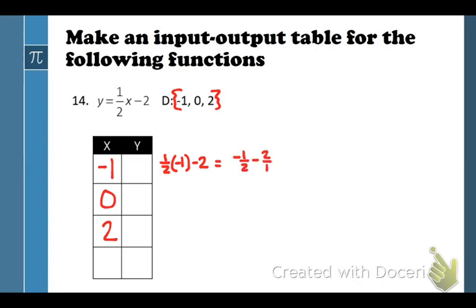That's like 2 over 1, yes? In order to subtract fractions, I have to have common denominators. What's going to be my common denominator? 2. So I have -1/2, and I got to make that a 2 on the bottom, which means I have to multiply both numerator and denominator by 2. So -1 minus 4 is -5 over 2. So my output is -5 over 2.